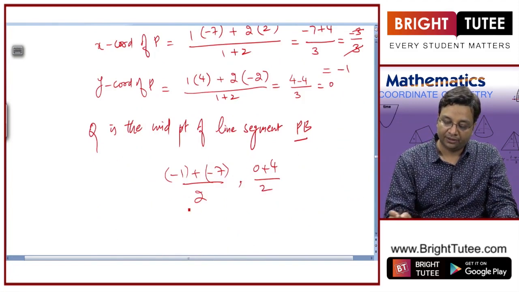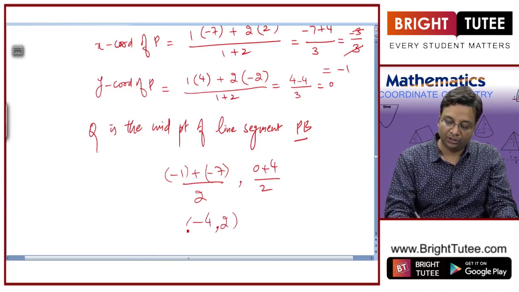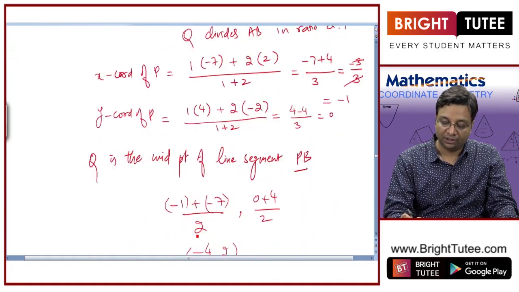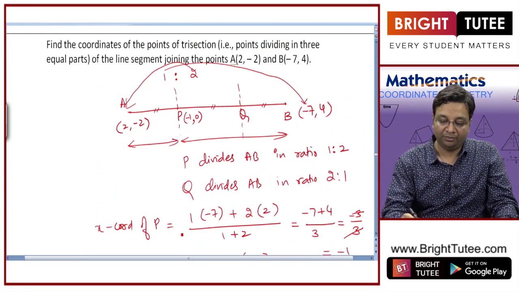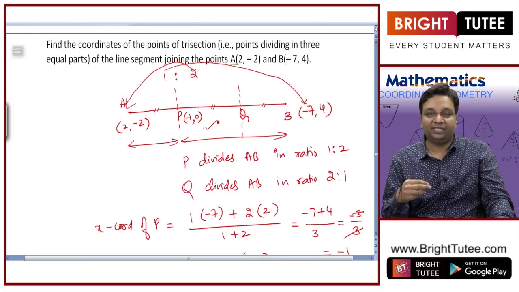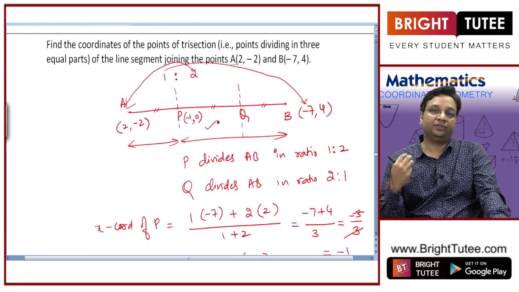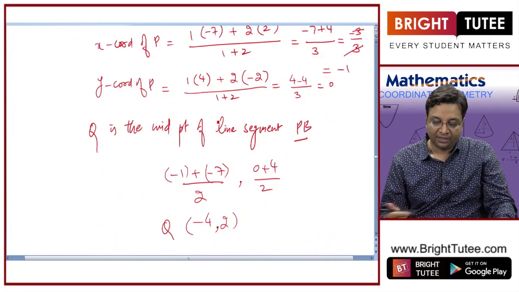Okay. So this coordinate is minus 8 by 2, minus 4. This is 4 by 2, 2. So these are the coordinates of point Q. So this is point Q and this was point P, right? So these are the coordinates of points of trisection, right?